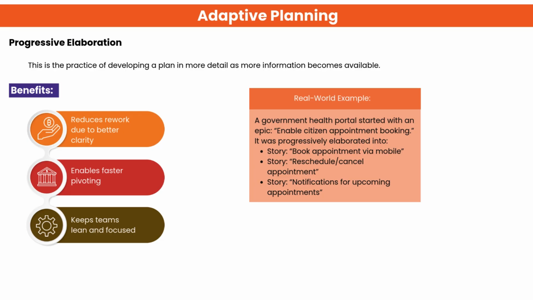This slide covers adaptive planning with a focus on progressive elaboration, meaning plans evolve and gain detail as more information becomes available. Key benefits include reducing rework, enabling faster pivots, and keeping teams focused. The example shows how a government health portal expanded an initial epic into multiple detailed user stories as clarity improved.